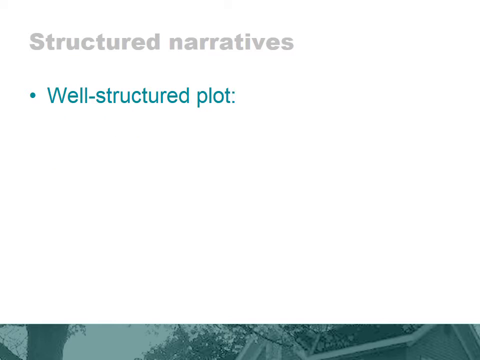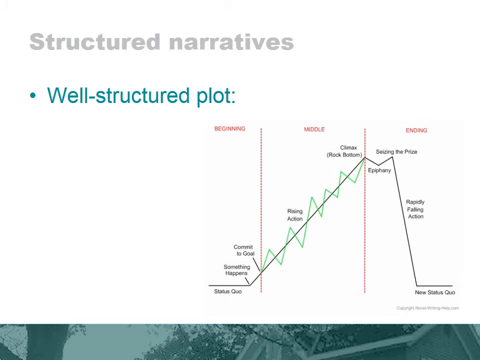So a structured narrative has a well-structured plot. So let's see what that looks like. A well-structured plot follows this very linear sort of progression. You always start with the status quo. You establish what's going on. Then there's conflict, and all that conflict rises to reach a climax. There's some kind of epiphany at that climax, but then there's following action, and then you have some kind of new status quo. So most stories follow that. Okay?